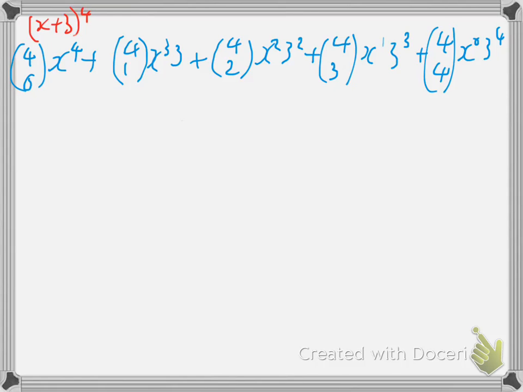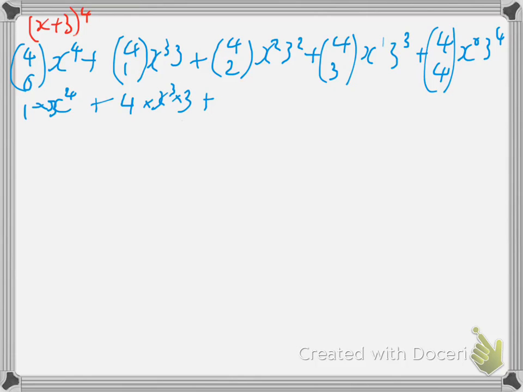A little bit of common sense will help you as well, because 4C0 means if I have 4 things, how many ways can I choose 0 of them? There's only one way I can do that. So that's 1 times x to the power of 4. Bit messy there. 4 choose 1, there's 4 ways that can happen, times x to the power of 3 times 3.